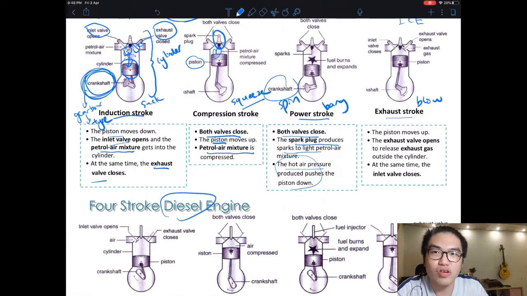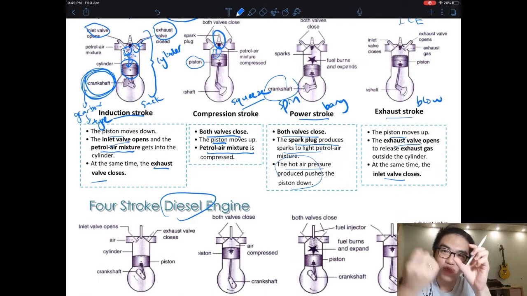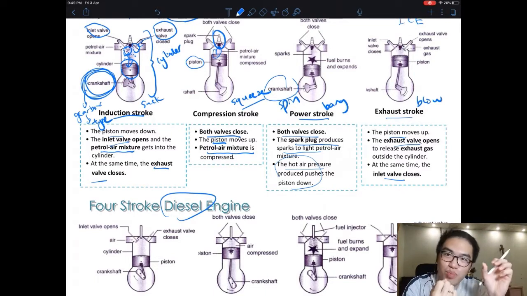So it's called the exhaust stroke. I blow it away. So suck, squeeze, bang, blow it away. The piston moves up, the exhaust valve opens. Just now the inlet was open; now the exhaust is open because you need to throw air out. So the inlet valve closes, the exhaust opens, and I push air out. Okay, so I breathe out.